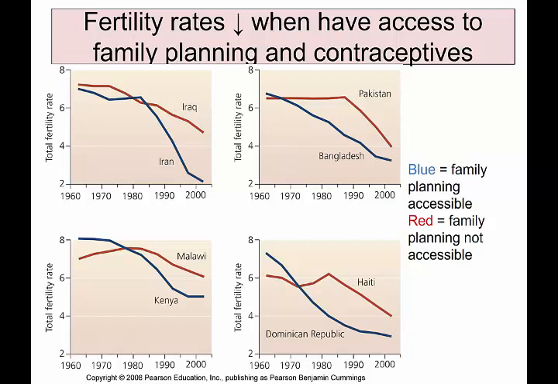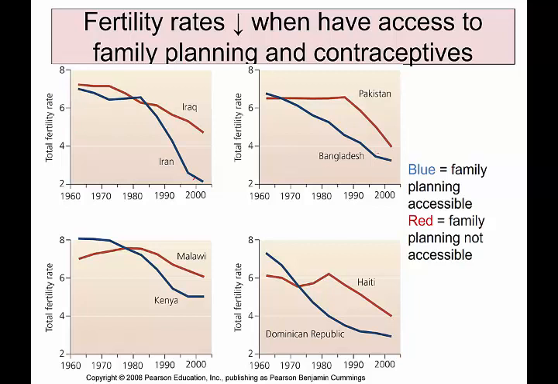The blue line are countries that had access to family planning and contraceptives. The red line is the countries that didn't have access to family planning and contraceptives. And it's pretty clear. Here we'll look at Iran and Iraq, which are very similar. Iran had access to family planning, and you can see that there's a steep drop in their total fertility rate, or the number of children that each woman has.